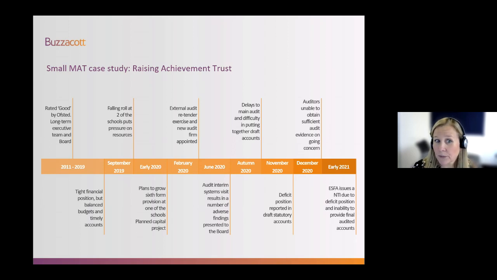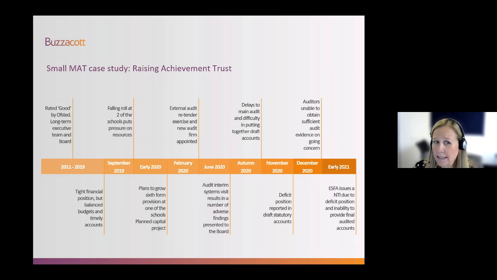However, the initial converter school still continues to do well in terms of pupil numbers and waiting lists. And in fact, they're thinking about expanding their 6th form provision, and as part of that they will require a bit of investment in a capital project. So that's the background there to the Raising Achievement Trust.